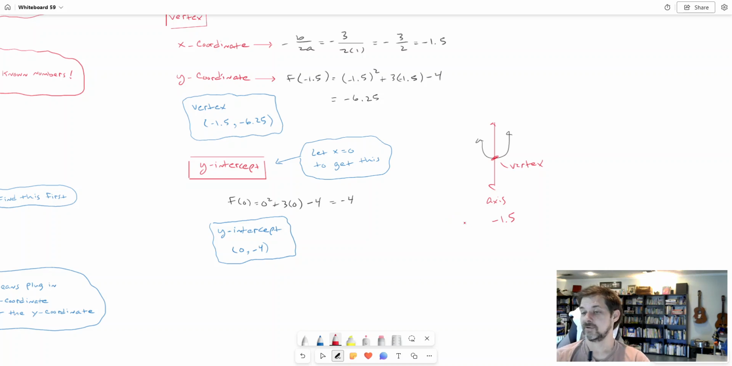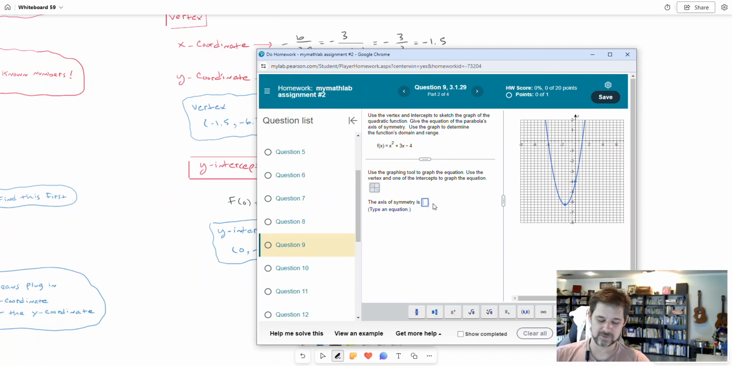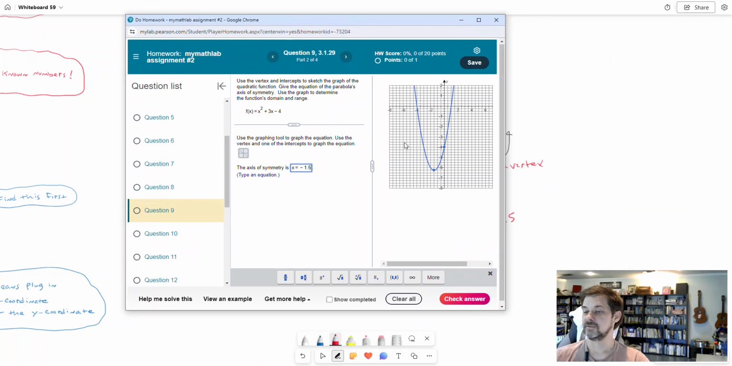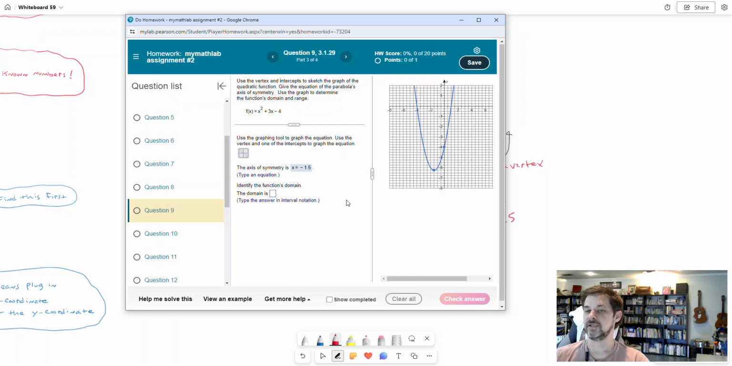It's not a number. -1.5 is a number. x equals -1.5 is a vertical line. Vertical lines always take the form x equals a number, and that number tells you where the vertical line is along the x-axis. So the axis of symmetry is not -1.5. It's x equals -1.5. In general, the axis of symmetry will always be x equals whatever the x-coordinate of the vertex is. So that should be easy. You could write x equals -1.5, and then it's correct.